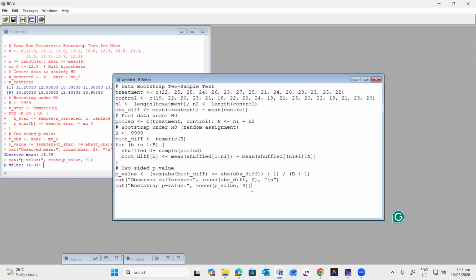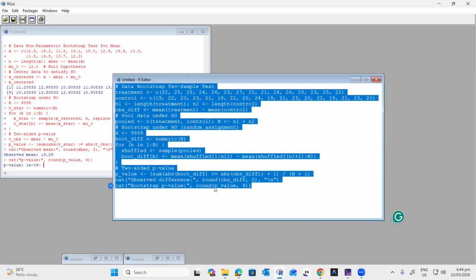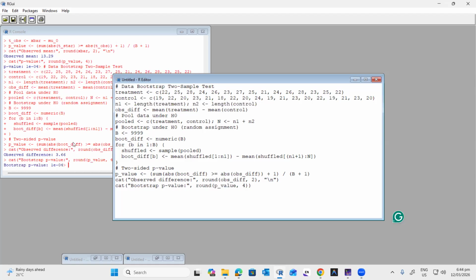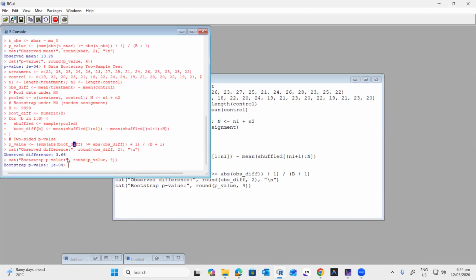After that we will print the output here as we have done earlier, the observed difference and the bootstrap p-value. We are printing the observed difference up to two decimal places, and for the p-value we are printing four decimals. So we will run this one. The observed difference is 3.66 and the p-value is 1e-04.